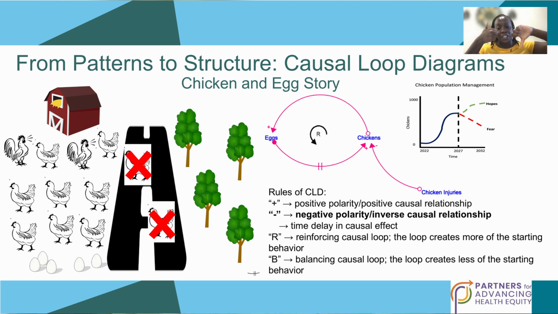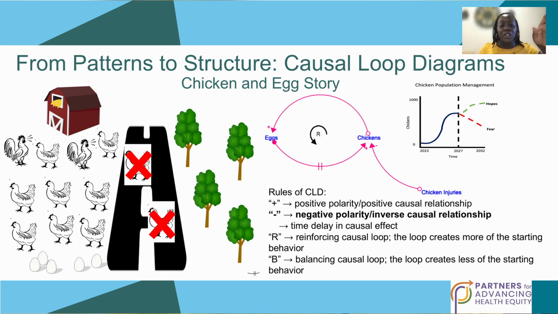So these chicken injuries, the more chicken injuries that they're seeing, the fewer chickens that they are having in their population. And so that's our next tool for drawing causal loop diagrams, is that a minus sign means that there's a negative polarity or an inverse causal relationship. So when we have more chicken injuries, we have fewer chickens. And that is switching the behavior of the system from exponential growth to kind of a balancing out behavior that in this case is not desired, right?